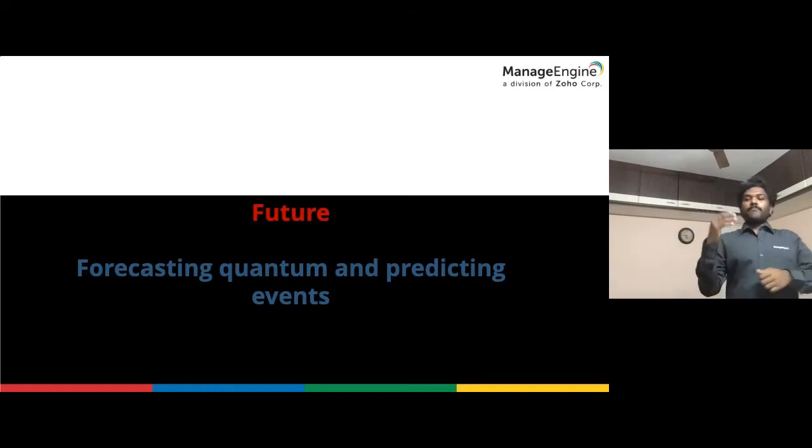And you can also forecast future events. Think of something like an outage, or think of something like a trouble. Now, if that can be alerted much in advance, so that you can take the necessary precautions, or even you can prevent the event from happening at all. So the first part, we are going to see about how AI is going to help you in identifying events that are going to happen in the future.